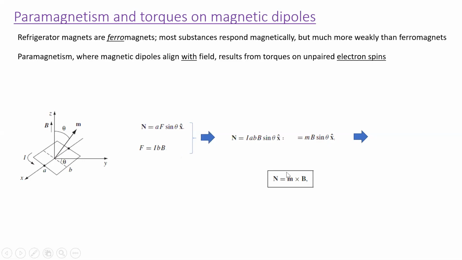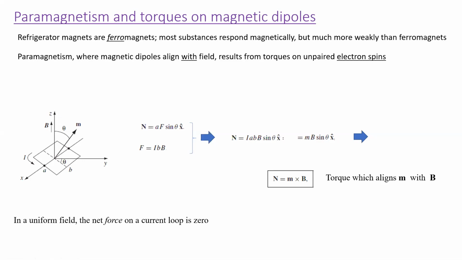Okay, we haven't fully derived that, but we've derived it for this specific case, and it turns out to be true in general. So what does that torque do? Well, we've seen that the torque tends to rotate the loop counterclockwise, which tends to bring the magnetic moment into alignment with the magnetic field. So if we apply a stronger magnetic field, we're going to get more magnetic moments in the direction of that field, and the magnetization will increase in the same direction as we apply a field. That's a paramagnet.